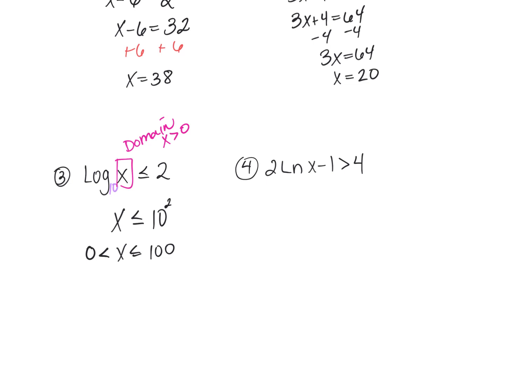So number 4, we're going to need to isolate the ln of x. If there's stuff outside the log, you have to get the log by itself. I'm going to add 1. 2 ln of x is greater than 5. Divide by 2. ln of x is greater than 5/2.